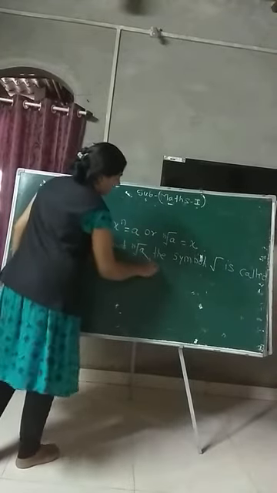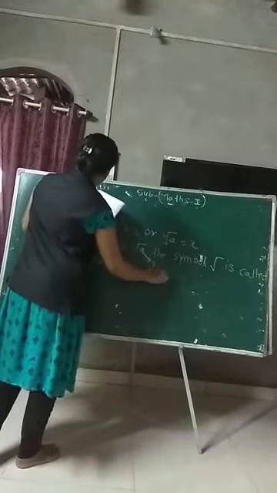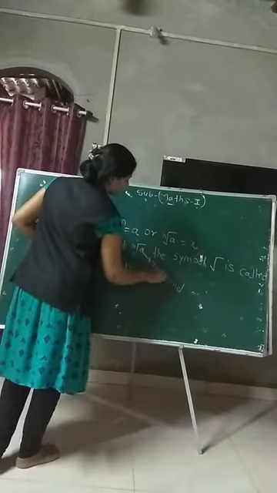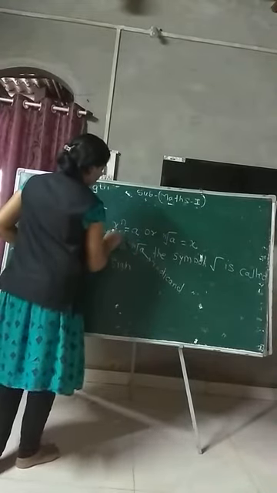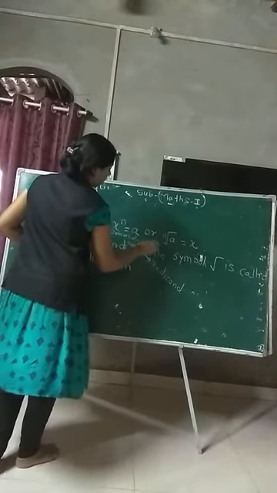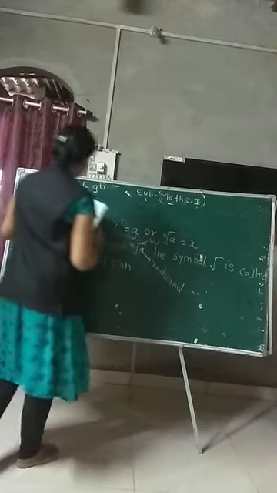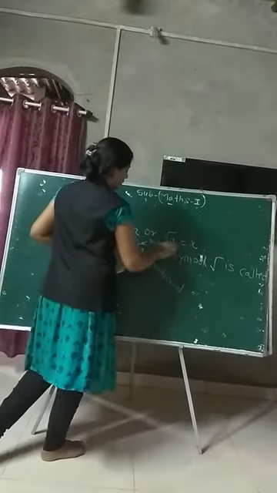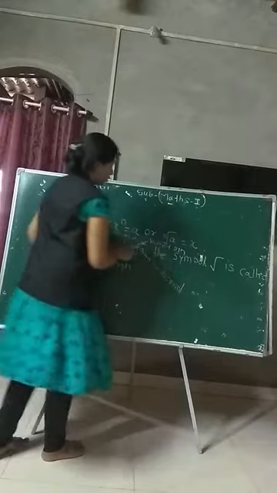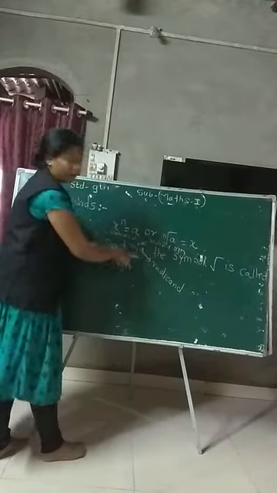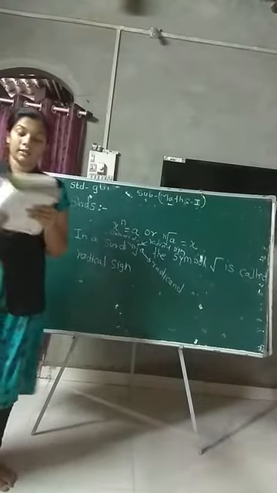This is the radicand, this is the order of surd, and this symbol is called the radical sign. This n is called the order of surd, and this a is called the radicand. Let's see examples.